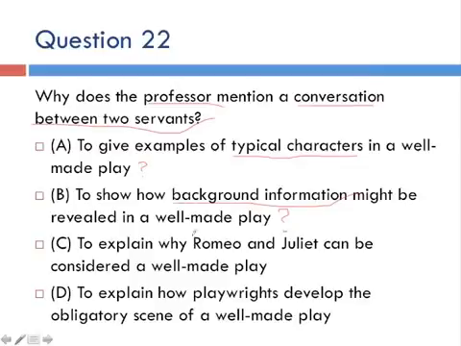The next one, to explain why Romeo and Juliet can be considered a well-made play. Well, they do mention Romeo and Juliet as an example around this time, but they don't necessarily connect it to the conversation between two servants in this case, or at least that it's not necessarily the only example. And in fact, Romeo and Juliet as a play is not necessarily explained anymore after this particular example. So in this case, we're probably going to eliminate C.